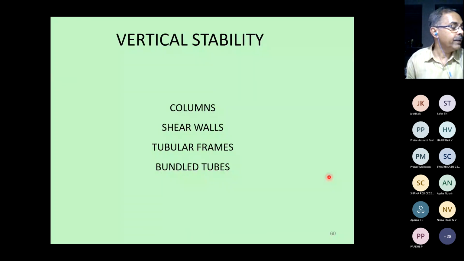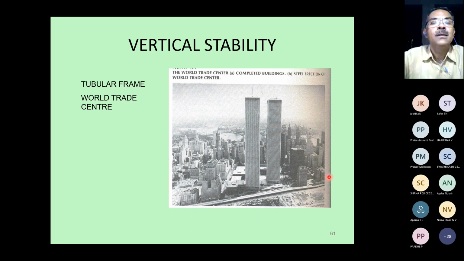Now the vertical stability is achieved in a building through columns, through shear walls, through tubular frames, bundled tubes, etc. Now we will look into different systems that are used to carry the horizontal loads. They are basically carrying the horizontal loads, wind and earthquake kind of thing. You can see the World Trade Center, which we have seen a photograph of just a few slides back as the accidental loading. The World Trade Center building is a tubular structure.